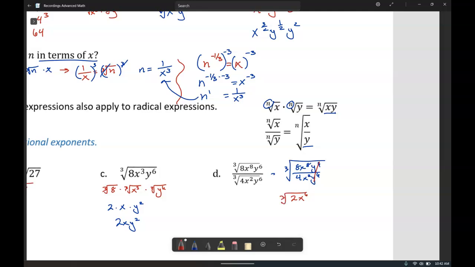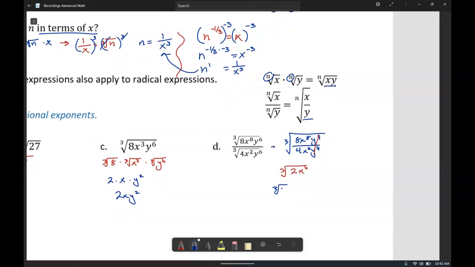And then we can look at just taking the cube root of the radicand we have left. The cube root of 2 times the cube root of x to the 6th. We can't simplify the cube root of 2, but x to the 6th can be simplified as x squared. And then just to write it in a more reader-friendly notation, we put the x squared in front, and then the cube root of 2.